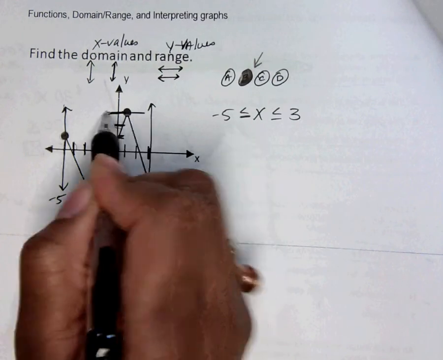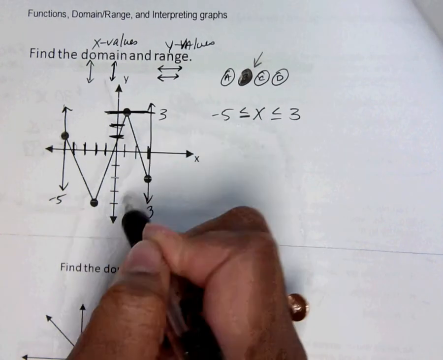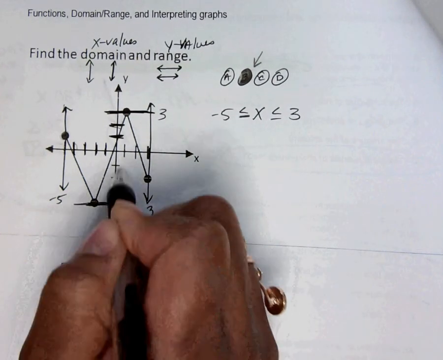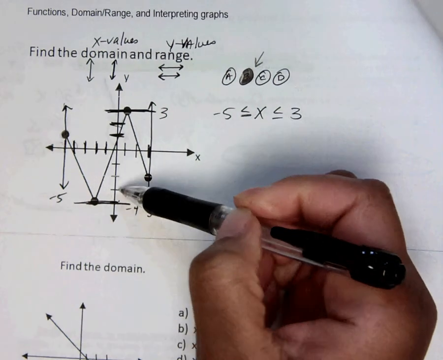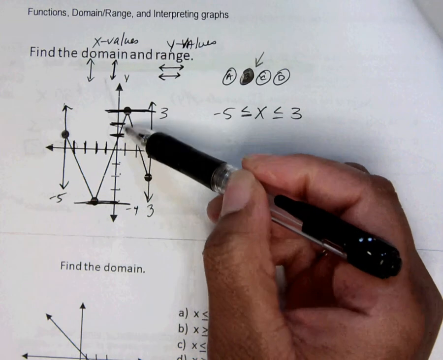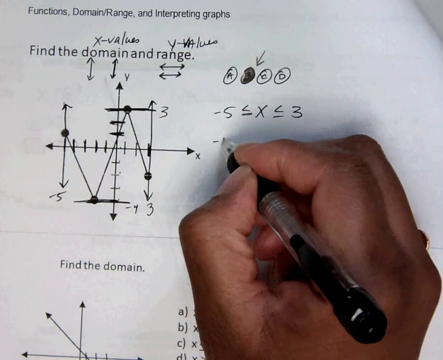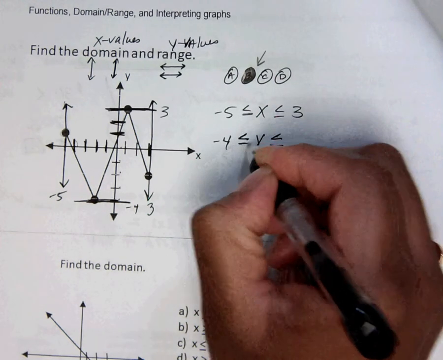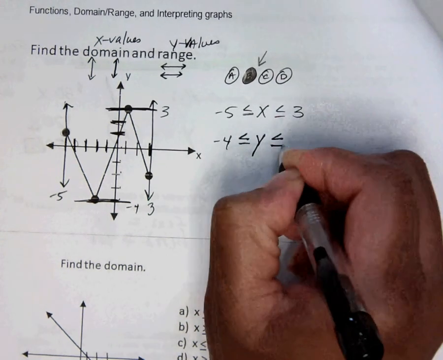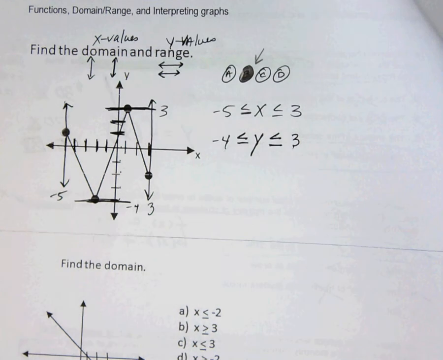So I see that it stops here at 3, and it starts way down here, 1, 2, 3, 4, at -4. And so those are my ladder steps, and they go all the way up to 3. So the range is -4 less than or equal to y, which is less than or equal to 3. And again, you need the line under it because it is colored in.